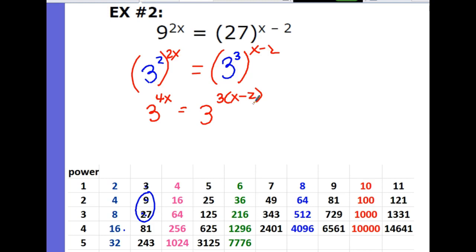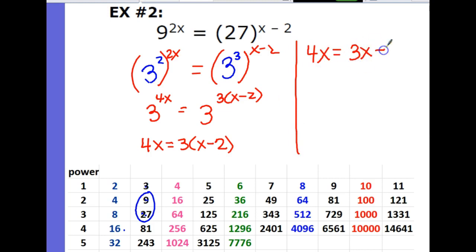The bases are the same. If the bases are the same, then I need to make the exponents the same, and I need to continue solving. To continue solving, I'm going to need to distribute that 3, so that's going to be 3x minus 6. To solve that, I need to combine like terms. I need to get my x's together, so I subtract 3x from both sides.